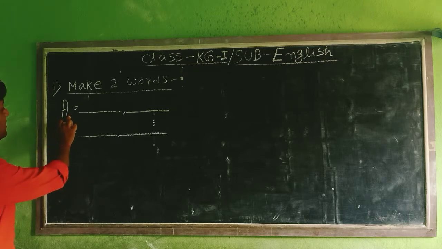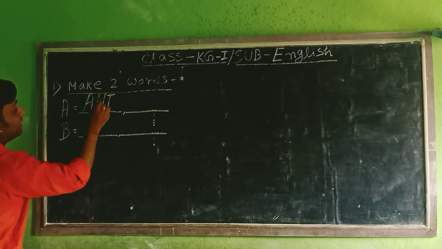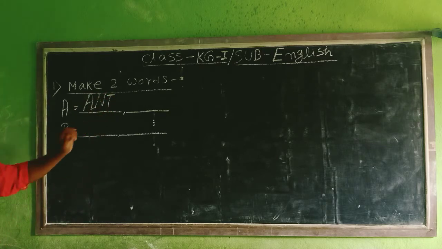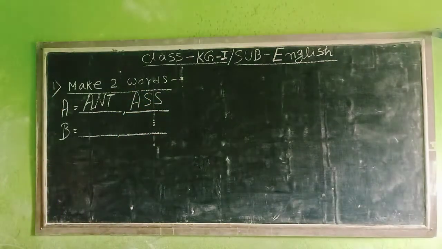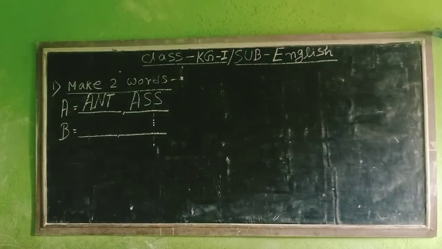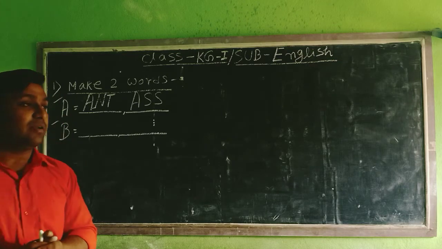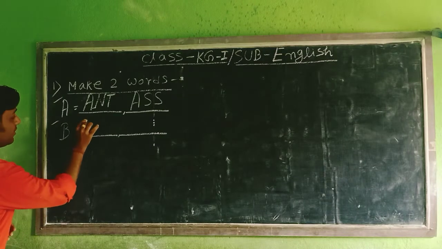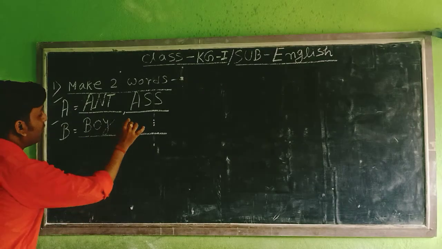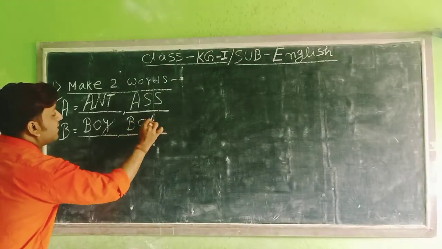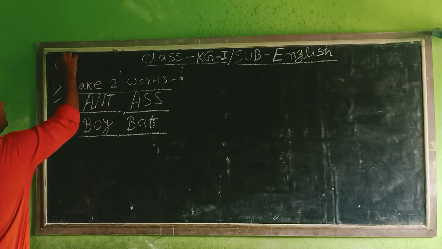Okay. Here is A. A for ant. A-N-T, ant. Next word: A double S, ass. A for ant, A double S, ass. Okay. Next letter, B. B for boy and B for bat, B-A-T, bat. So here is the first word.